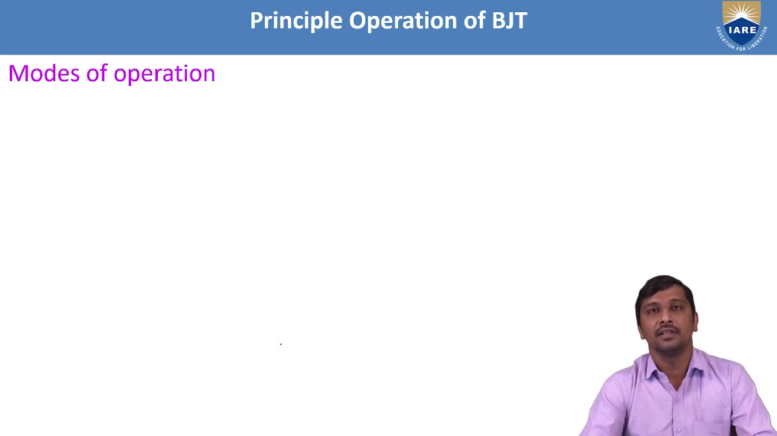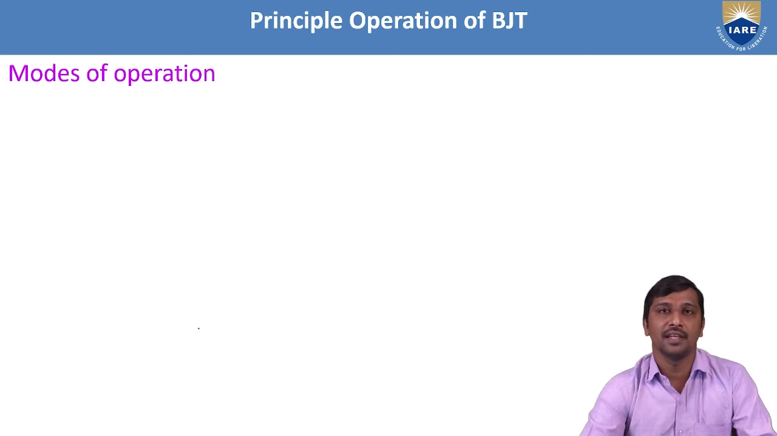Up to this point, we identified that the transistor contains two junctions: the emitter base junction and the collector base junction. Initially, I said that the transistor is majorly used in applications like amplifiers, switches and oscillators. How does the transistor or BJT act as a switch or as an amplifier? That can be defined through the modes of operation.